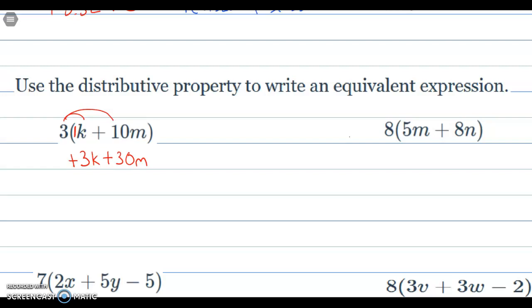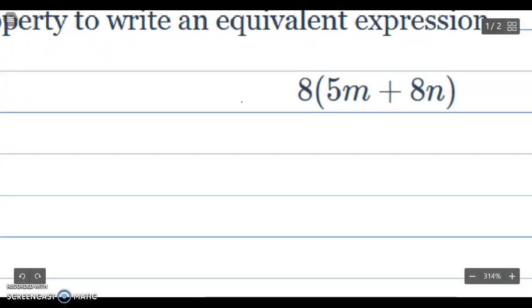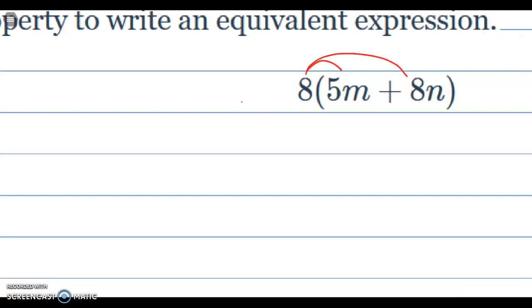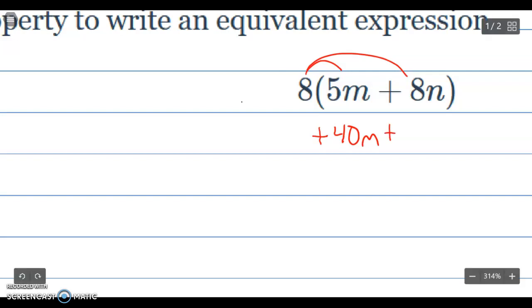All right, let's take a look at this one. Just like before, we're going to distribute. We're going to take this 8 and multiply it on both terms. Don't let the fact that there's an m here and an n here throw you off. We're just going to multiply the signs. Positive times a positive is a positive, and then 8 times 5 is 40, and then the m. Now, if there was a variable on the outside, you would multiply that variable times this variable. But since there's no variable, you just bring down the m. Next we're going to do 8 times 8, which is 64. Positive times a positive is a positive, and you bring down the n.